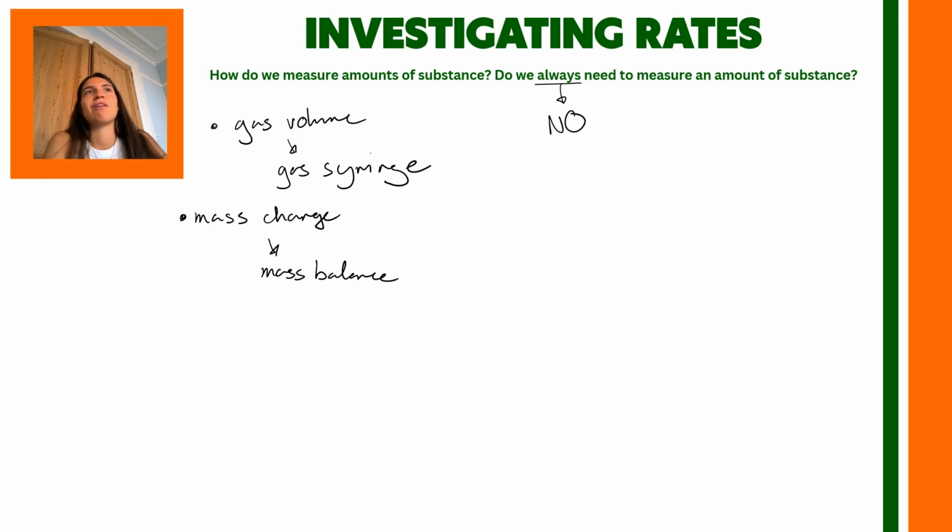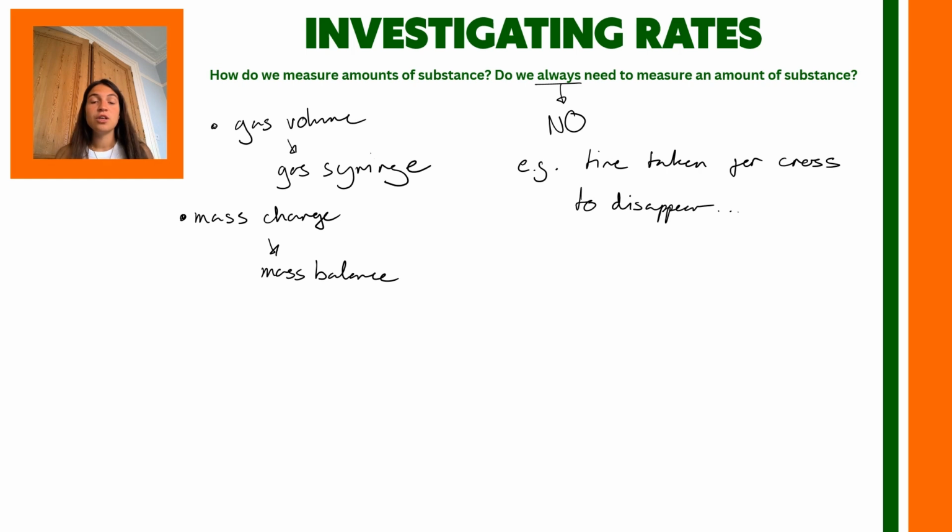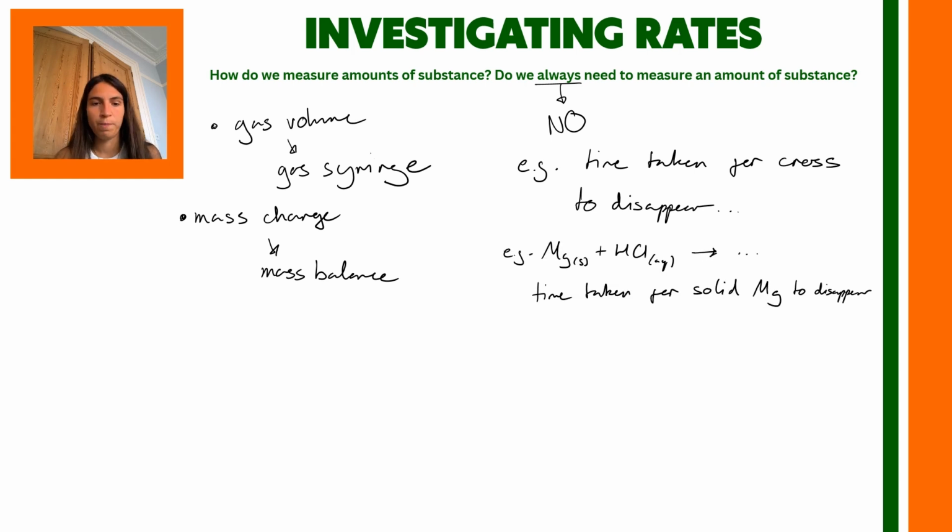If you want to calculate a reaction rate, then you're going to need to do something like that. But you could just, if you've got a precipitate, for example, look at the time taken for that cross to disappear, so the time taken for that product to form. Or the time taken for solid Mg to disappear here, for example, in this magnesium and hydrochloric acid.